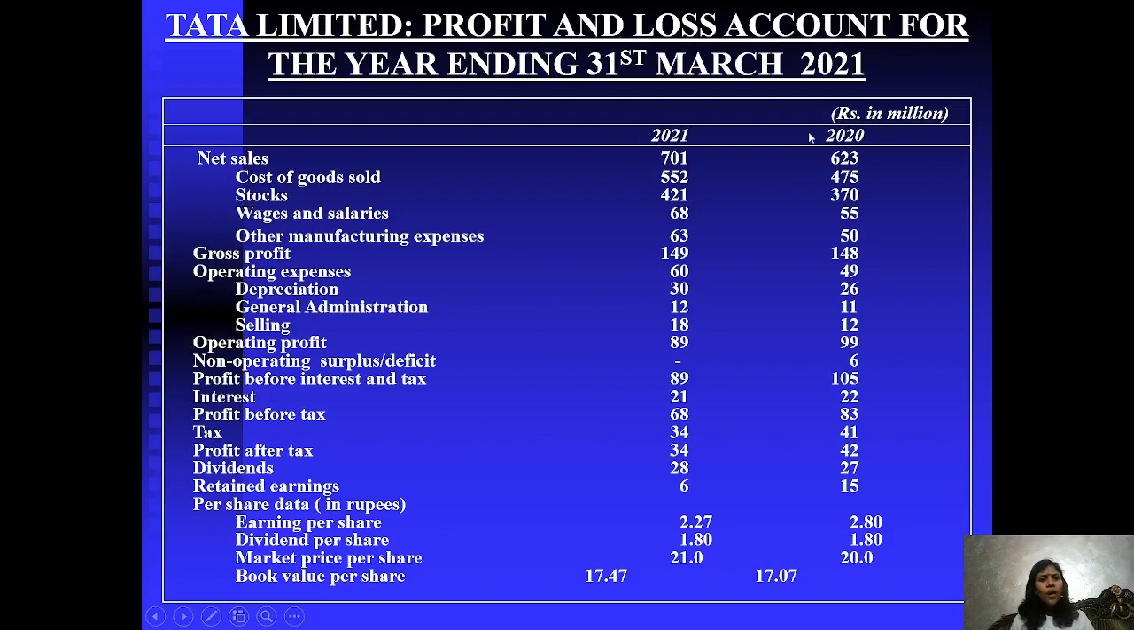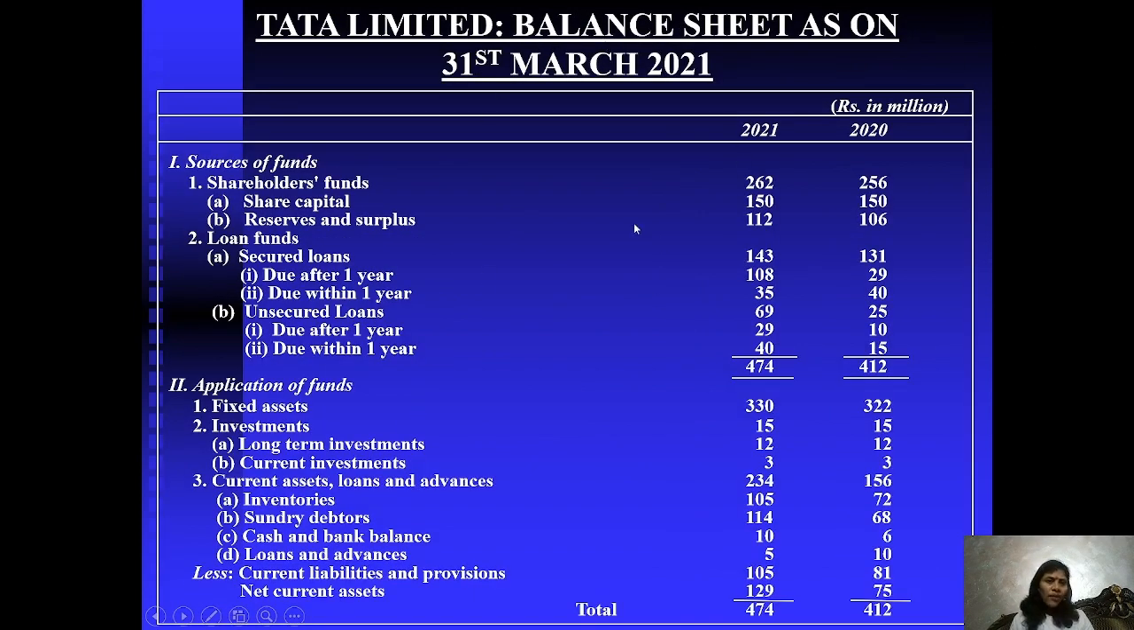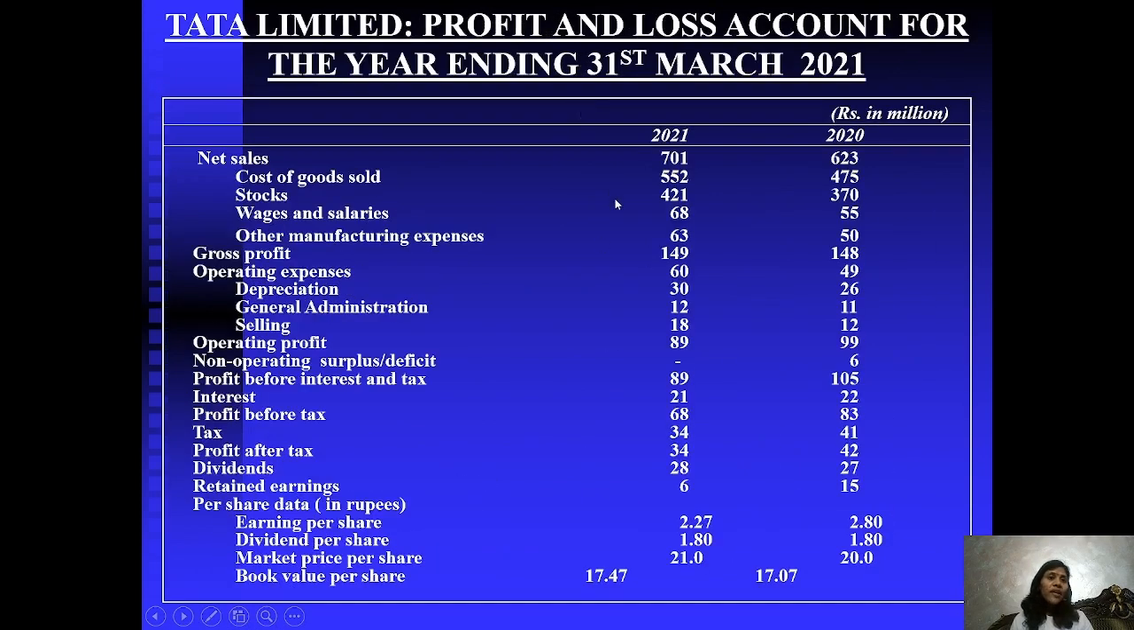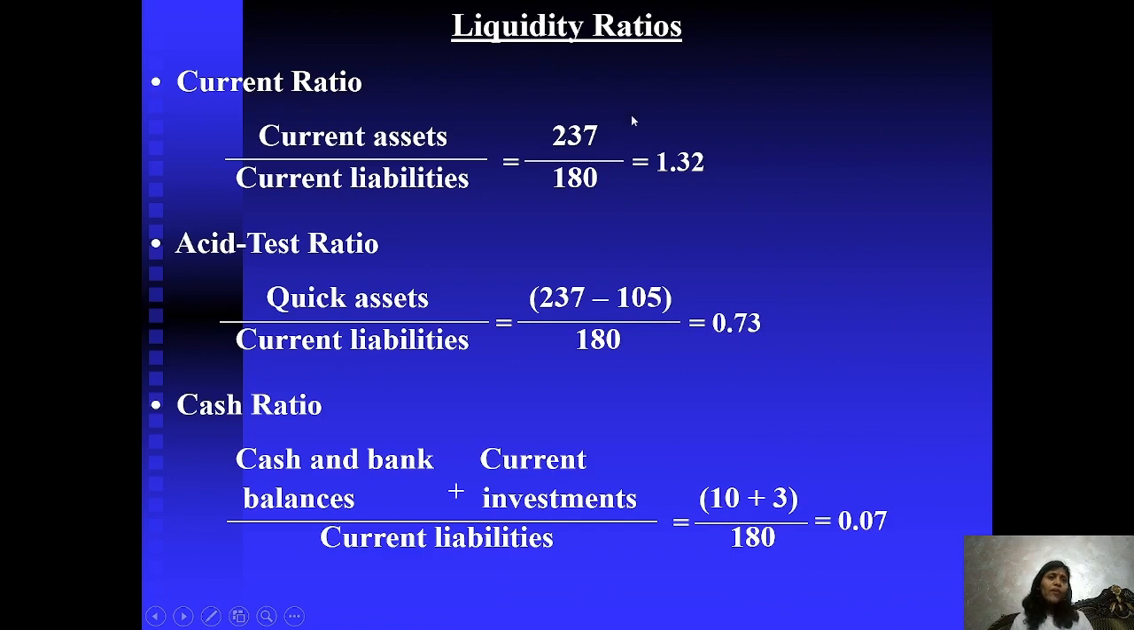The Tata Limited profit and loss account is given here, and again the Tata Limited balance sheet is given. So here if you want to use a ratio, I have to take the data from here. If I want the current ratio, here the ratios will start with liquidity ratio. Please refer to my previous financial statement analysis PPT video, that name is financial statement analysis only. There you will get in detail all the formulas with solved sums.